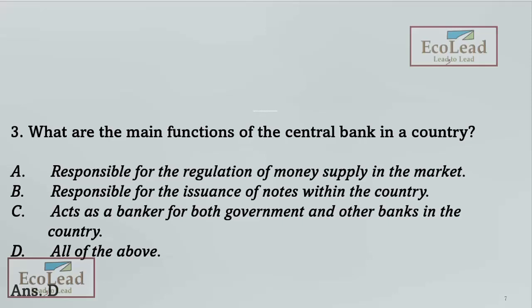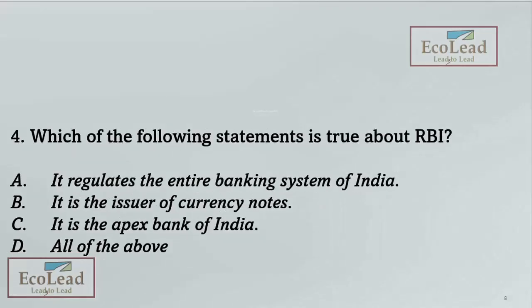Now we will move to the next question. Which of the following statements is true for RBI? First option, it regulates the entire banking system. It is the issuer of currency notes. Option C, it is the Apex Bank of India. Option D, all of the above.